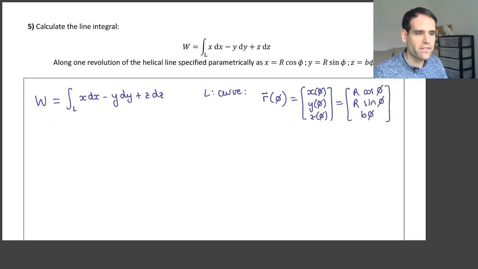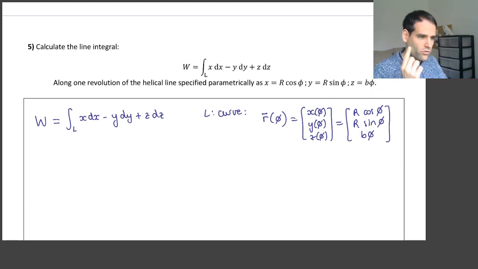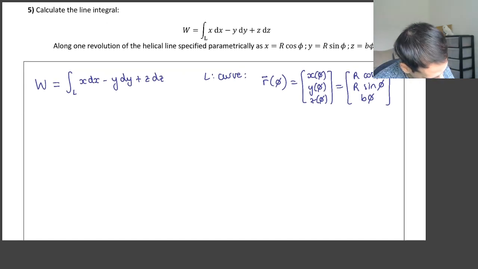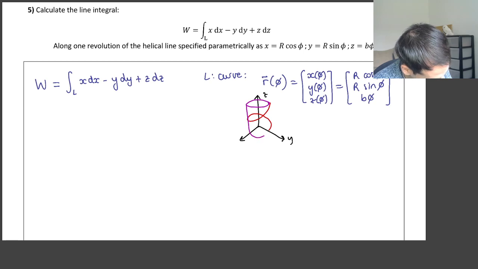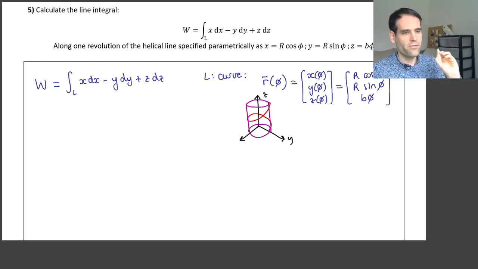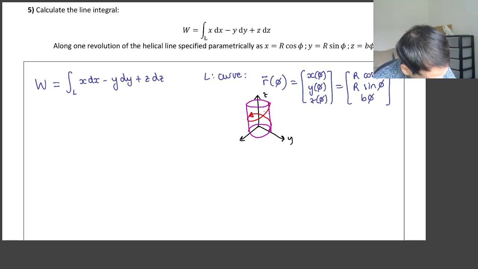And this curve actually corresponds to a helix, which I could draw. So it corresponds to a helix, which is rising. So if you imagine you have a cylinder and we are just moving up throughout the wall of the cylinder in this helix shape. So that's our L curve, this red line there.